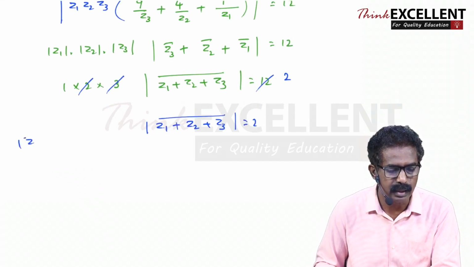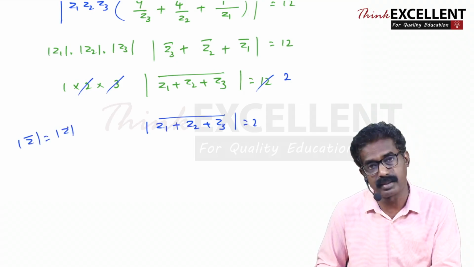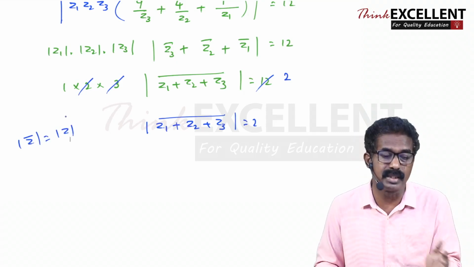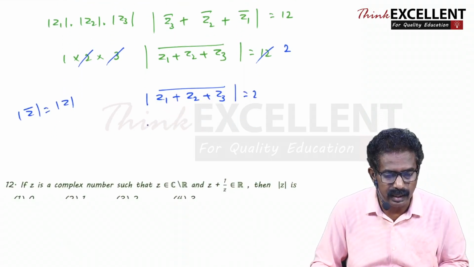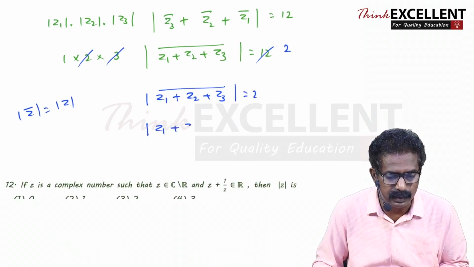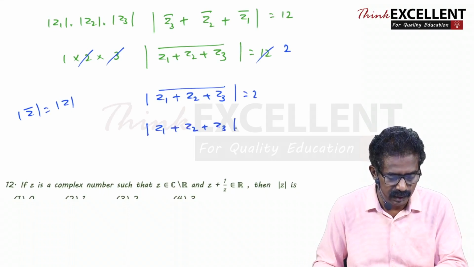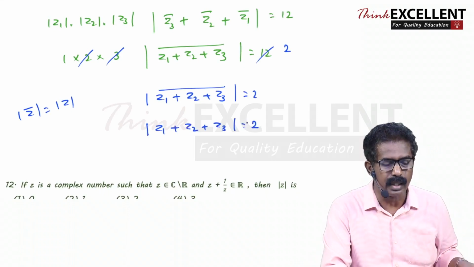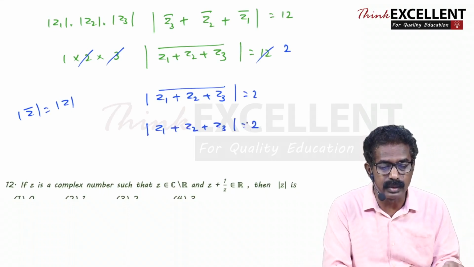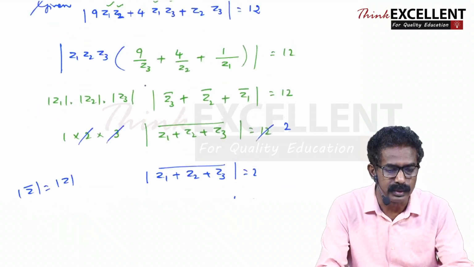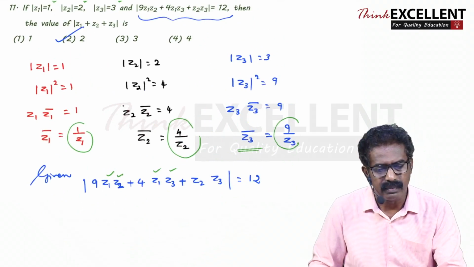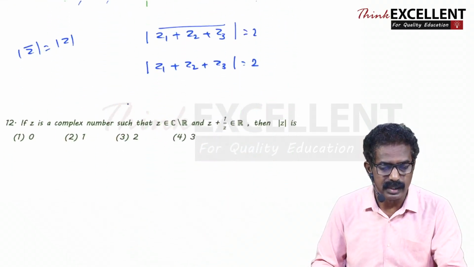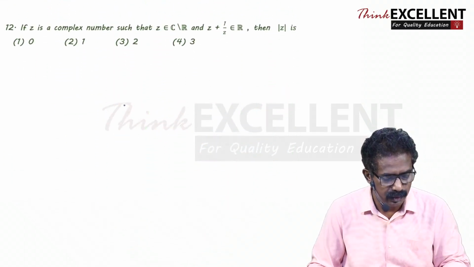You know modulus Z bar is the same as modulus Z. When you take modulus of Z bar and modulus Z, both are the same. So modulus Z1 plus Z2 plus Z3 is also 2, and your final answer is 2. That is option number 2, the second option, right? So even for the 3 mark and 5 mark questions, you can use this method. You will find it easier. Now listen to this question.